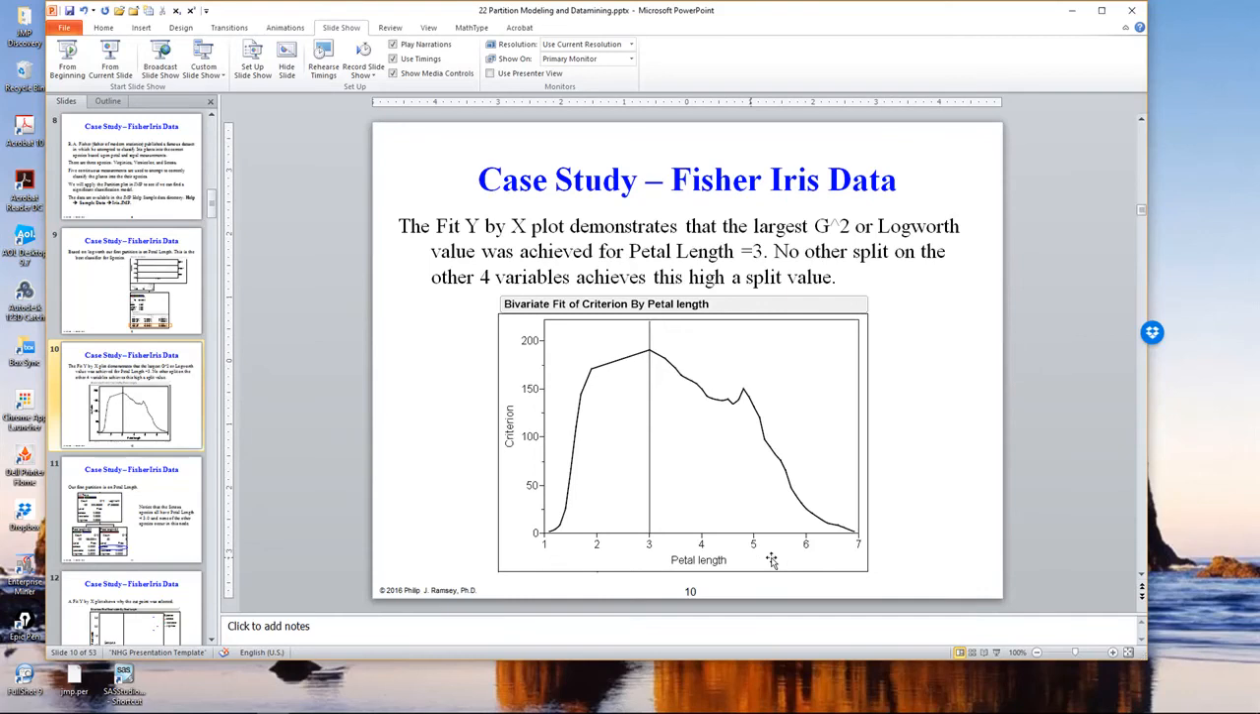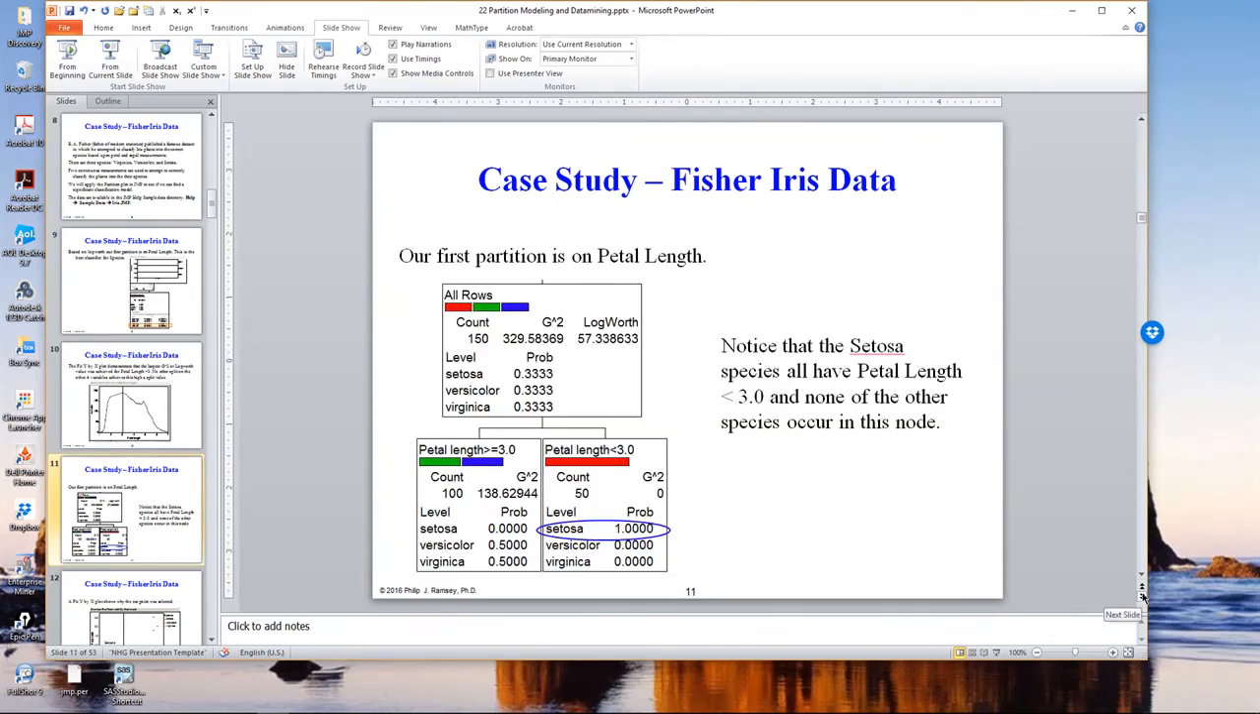Basically, we won't get into this, but what JMP did, it looked across the whole measurement scale in the data for petal length and found that at 3 inches it had the greatest ability to separate or distinguish between the three classes or species. Notice what JMP does. It takes the original data set and now it partitions it into two halves. It takes half of the data where the petal length is greater than 3 inches, that's on one side, and on the other side is the petal length less than 3 inches.